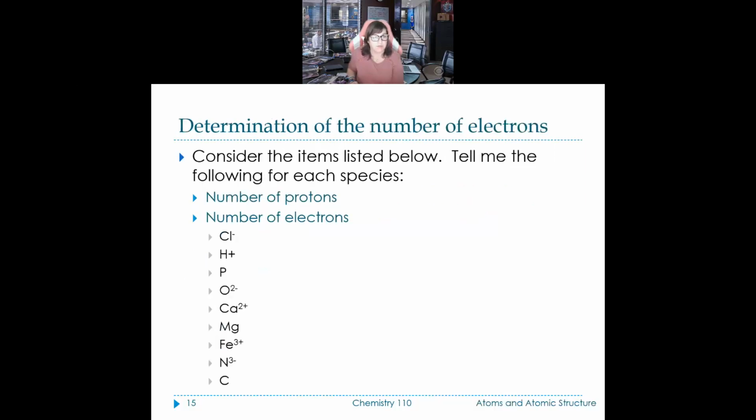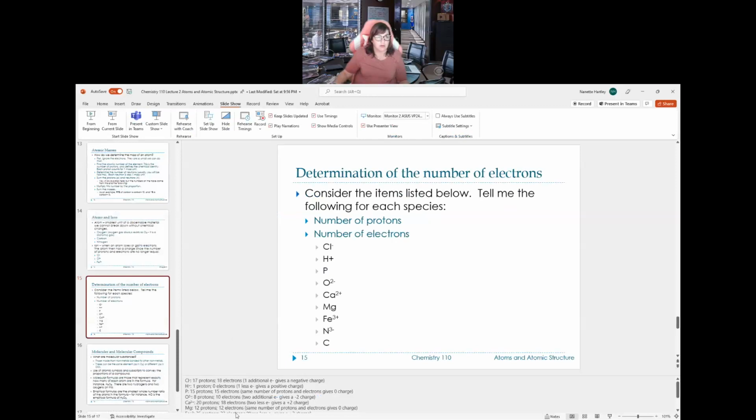All right. So let's determine the number of electrons that we have when we talk about certain ions. All right, let's talk about this. Now, what I'm going to do is I'm going to back out of this presentation and I'm going to pull up a periodic table for you because I want to be able to do that when we talk about this.